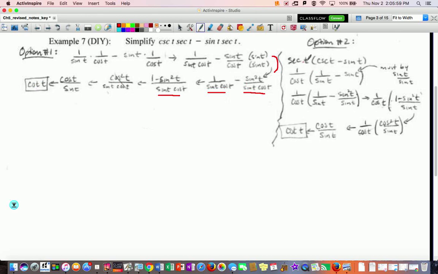Now this one, this was the second option. You can go ahead and factor out a secant. So another name for secant is 1 over cosine. You left behind a cosecant, which would be 1 over sine. And you factored away the secant and you're left with just sine. If you want to add these two together, or subtract them in this case, you would try to get a sine denominator.